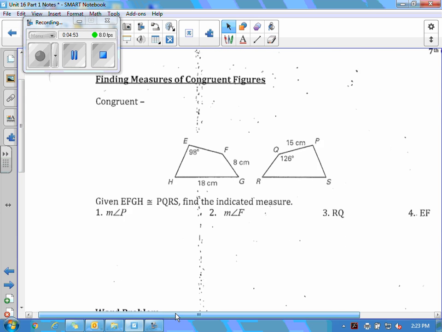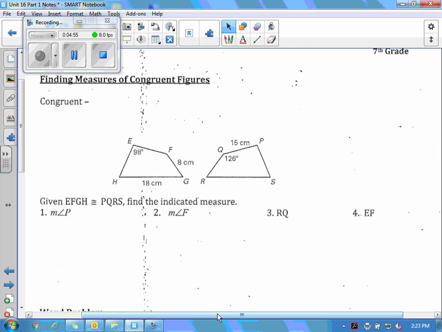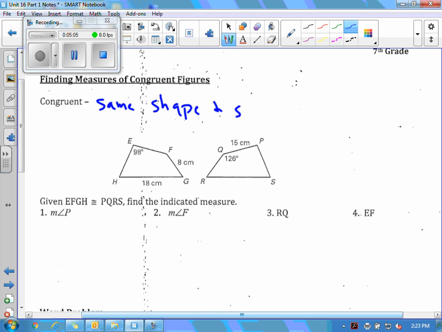On the back side, it says finding measures of congruent figures. So we said that similar figures have the same shape, but not necessarily the same size. Congruent figures are the same shape and the same size. Okay, so these are exactly the same figures. Now, there's a couple things you need to know there. The angles are going to be congruent, and the side lengths are going to be equal because they're the exact same figure.